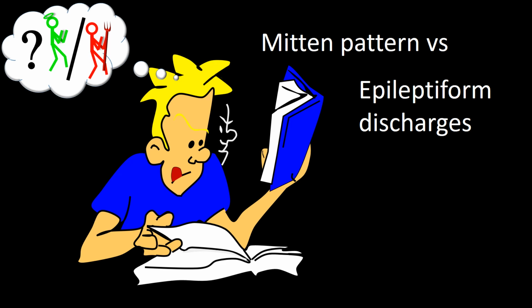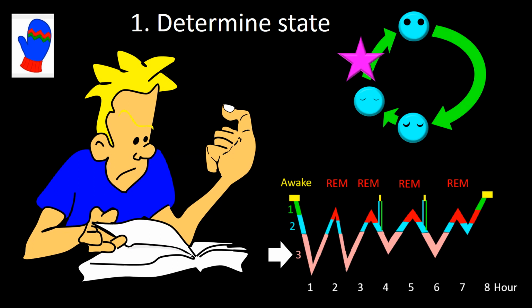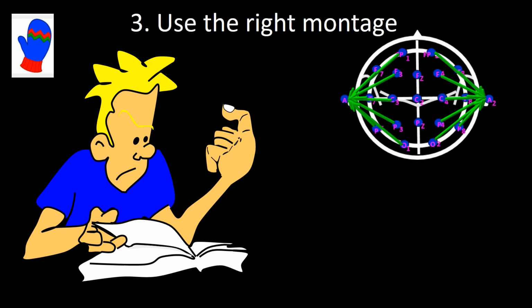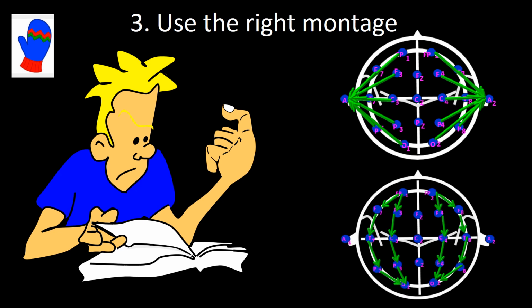Mitten patterns must be distinguished from epileptiform discharges. They occur during sleep, mainly during stage 3, but also during stage 2. They are not linked to any artifacts. They are best appreciated when a referential to ipsilateral ear montage is used. They are also well seen when double banana montages are used.